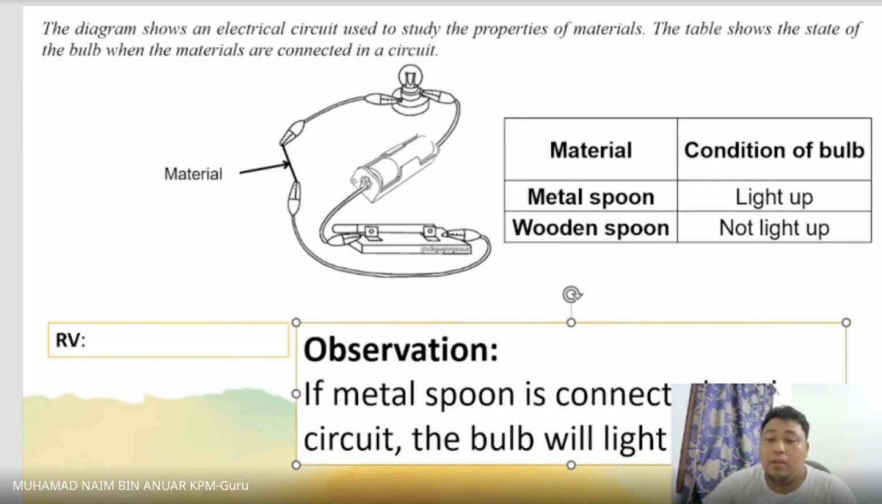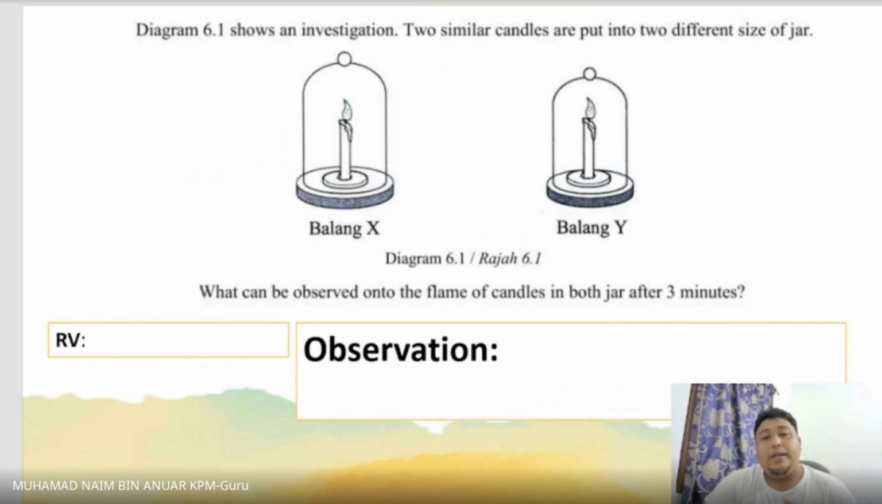Okay. Now let's see the next question, because this one is quite easy and straightforward. This question, diagram 6.1 shows an investigation. Two similar candles are put in two different sizes of jar, meaning one is maybe big, one is maybe small. What can be observed on the flame of the candle in both jars? Remember, the question asks for both. You need to tell about jar X and jar Y after 3 minutes.